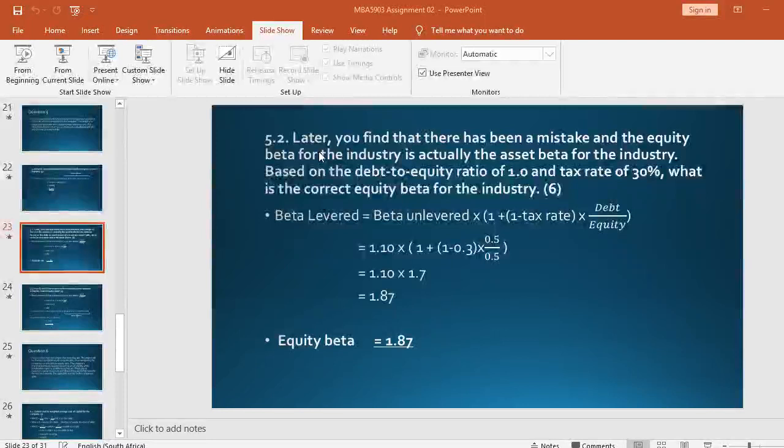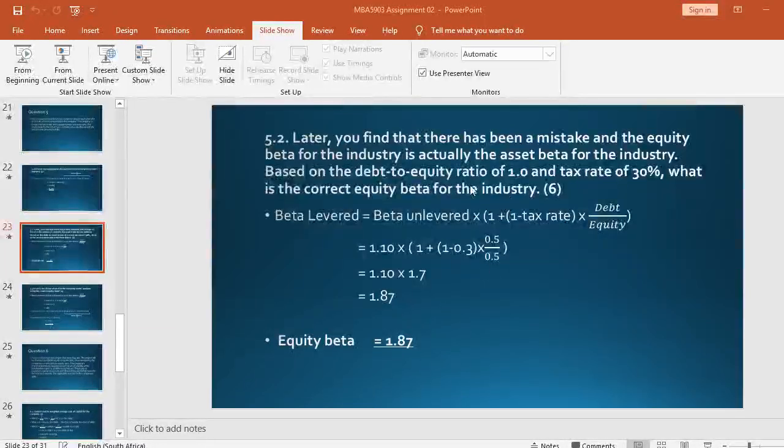But this is my proposal. My proposal is to go back to the original question. The question will always tell you how much is the company funded by debt and how much is the company funded by equity. They always give you that information. So in this case, I just put 0.5 and then 0.5. And then it makes my life easy.